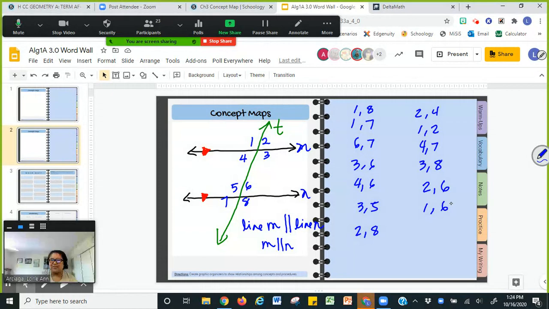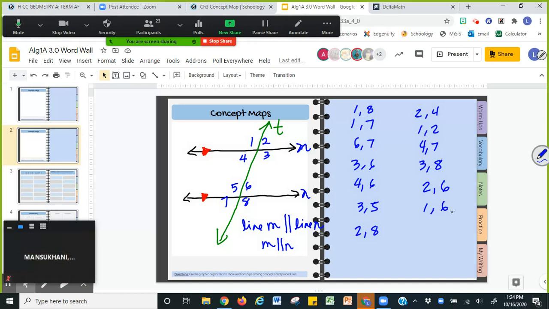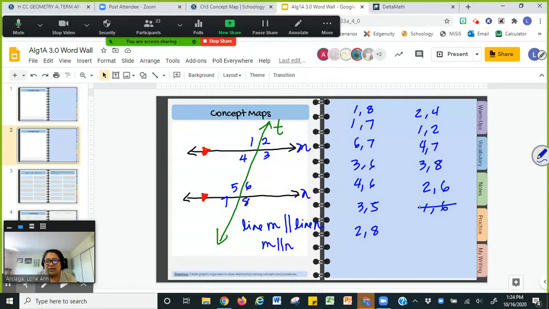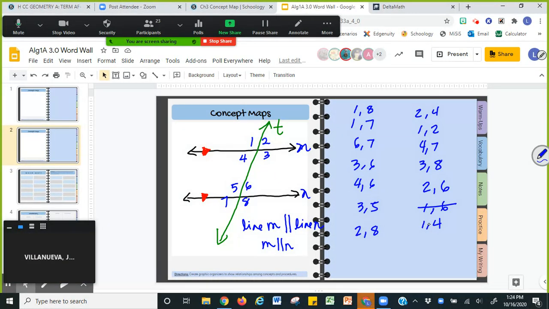Okay, skew. Well, we don't have names for that, right? But you get the point. They don't form any specific pattern, right? So yeah, no angle pair for this one. Okay, how about this? 1 and 4. Linear pair.